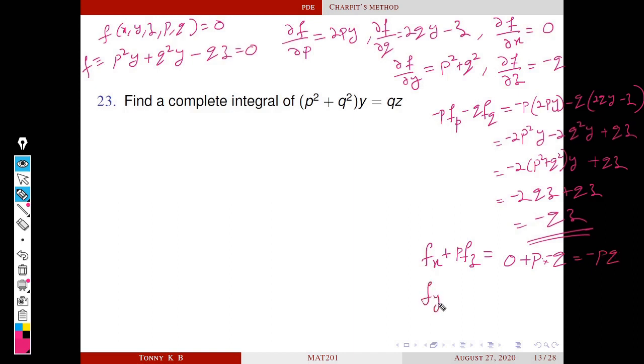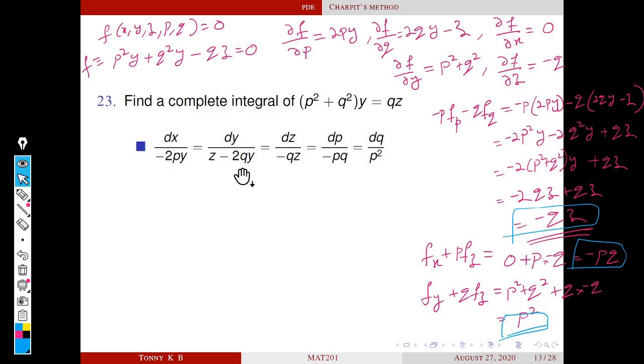Last term is fy, which is p square plus q square. Q times fz is minus q. So this is equal to p square plus q square minus q square. So this becomes p square. So Charpit's equations are dx by minus 2py, dy by z minus 2qy, dz by minus qz, dp by minus pq, and dq by p square. So this is our step 1.